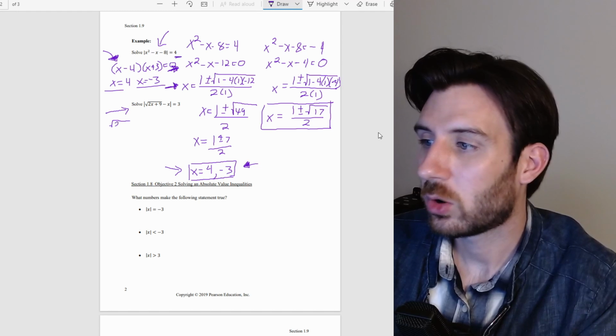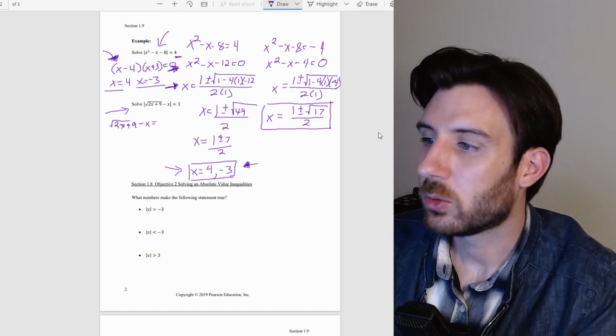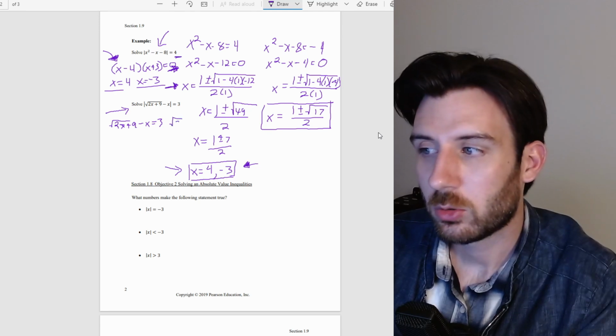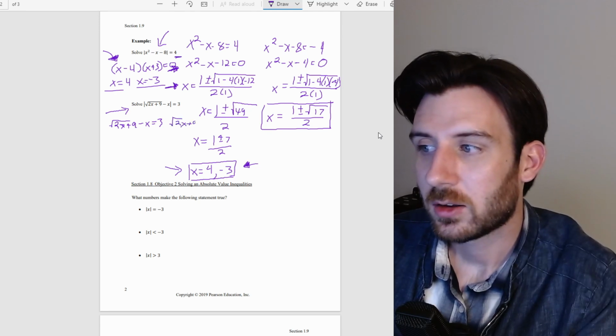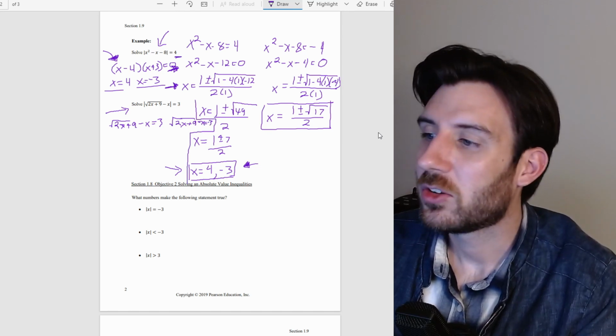So I have square root of 2x plus 9 minus x is equal to 3, and then I could also have another version where it's -3, so it'd be square root of 2x plus 9 minus x equals -3. There we are. Now let's see what else we could do.